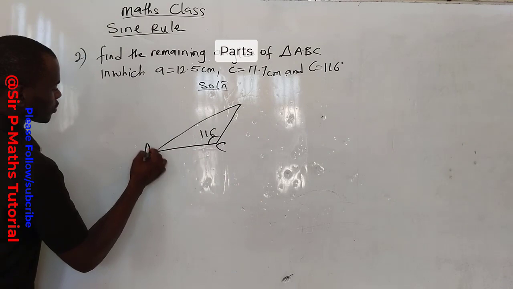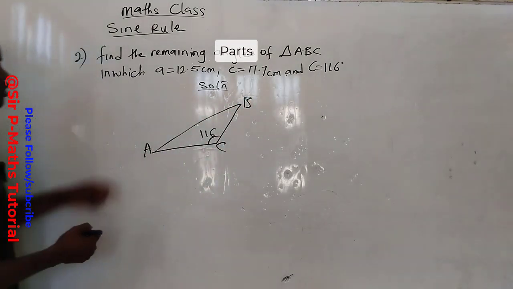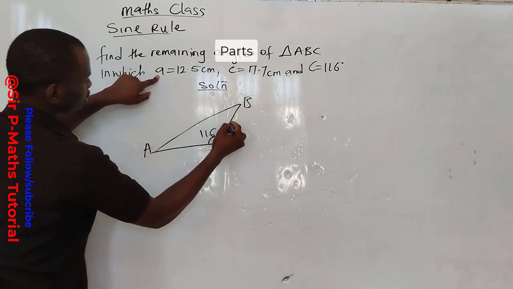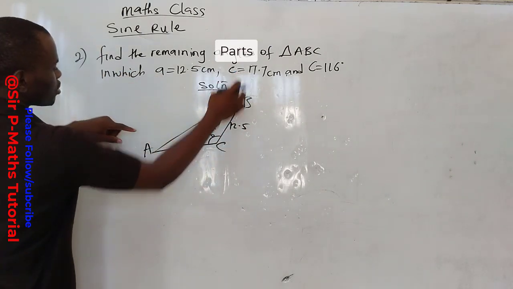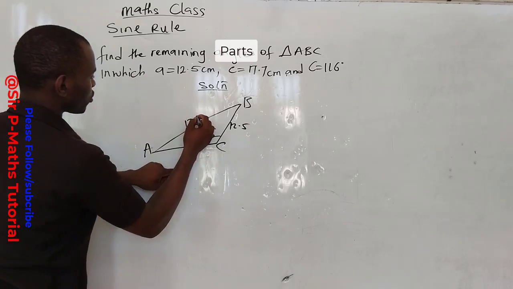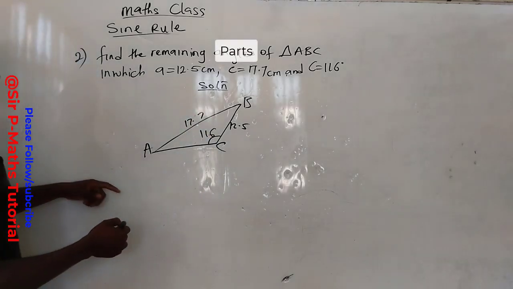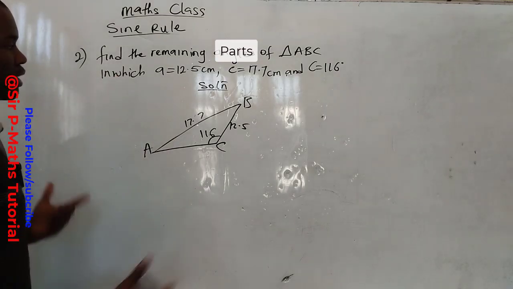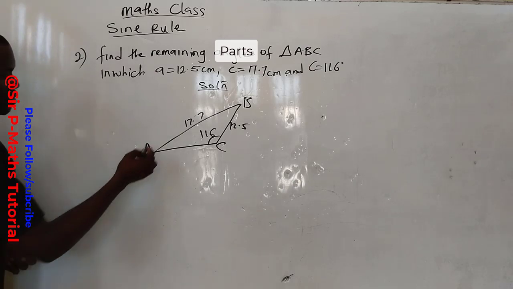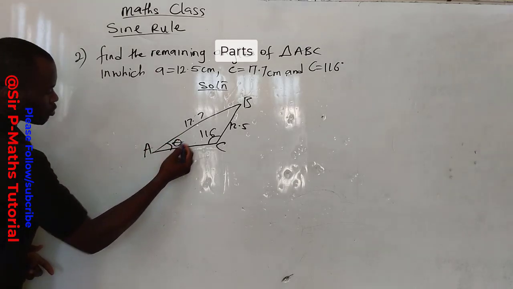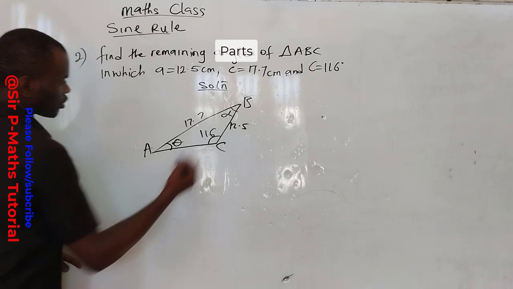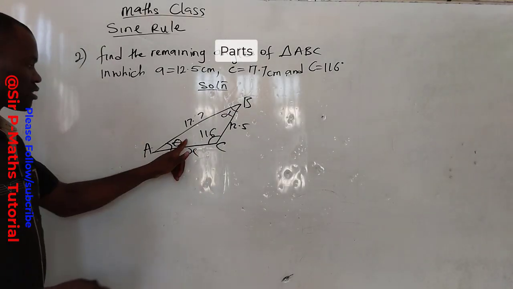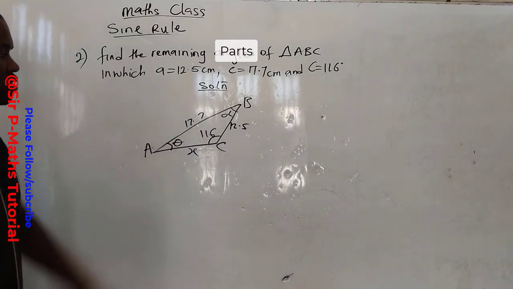Here is C, A and B. Let's fill in every other place. Opposite angle A, I'll have 12.5. Opposite C, I'll have 17.7, and that is all we have. We are asked to find the remaining parts of this triangle. That means we are looking for all the angles. We are looking for here and here. We are also looking for this side. So we have three things to find: this angle, this angle, and this side.